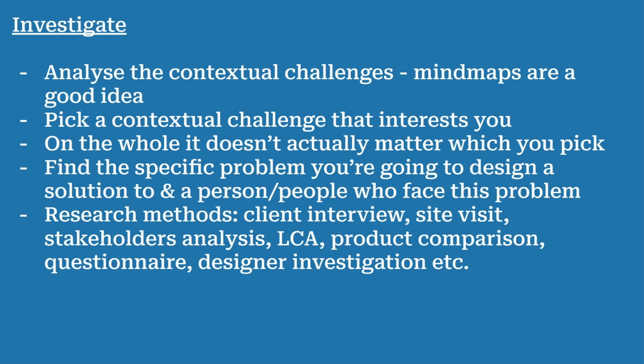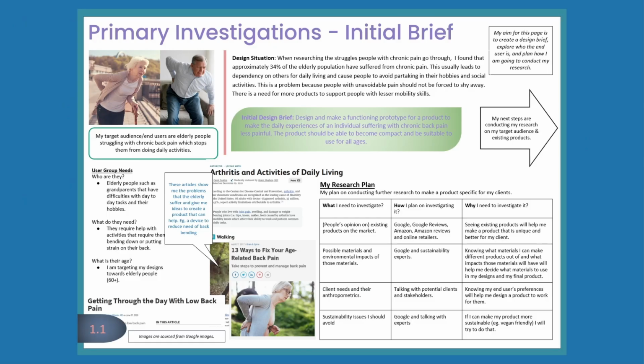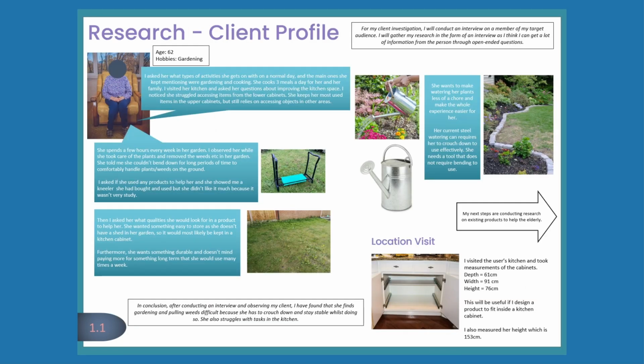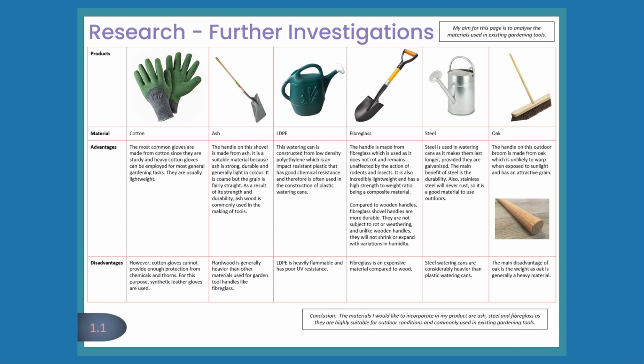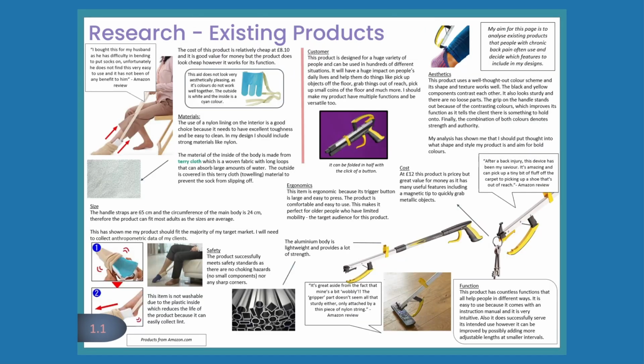Pick a couple of these methods and that's what goes in your research section. I'll show you my research pages so you see what I mean. I started with the initial investigations page on which I have this research and plan. This leads on to my main pages of research. I did a client profile, looked at existing products on Amazon, and research materials as well for outdoor use. This research could be much better, and you guys watching should aim to have more thorough research than this.